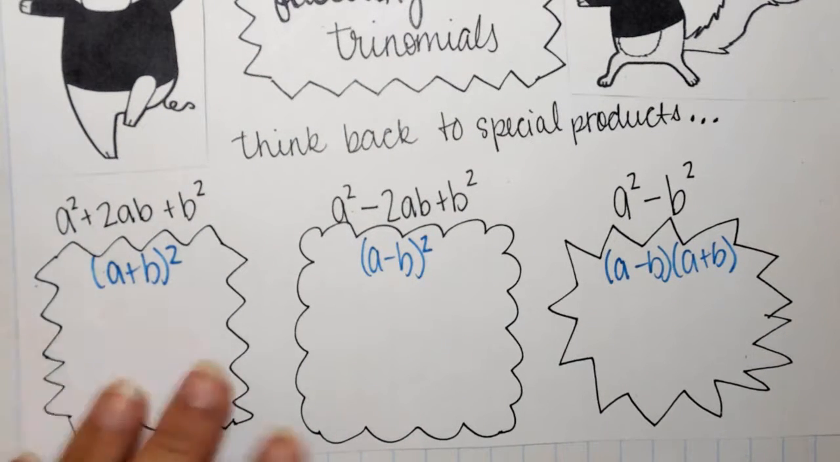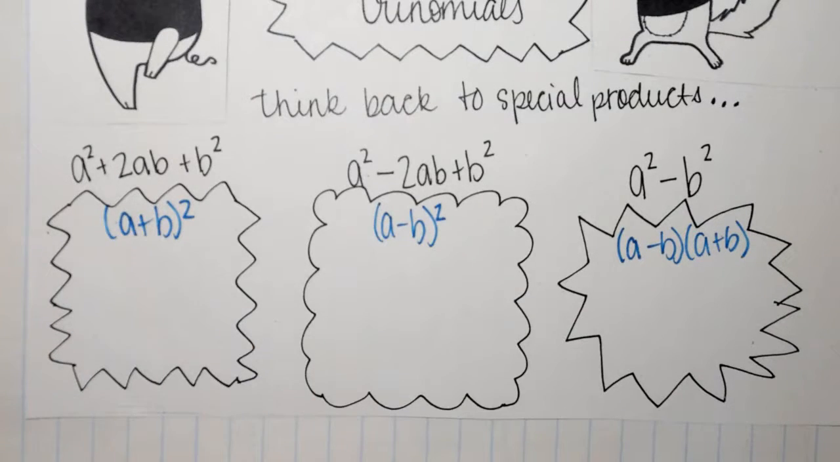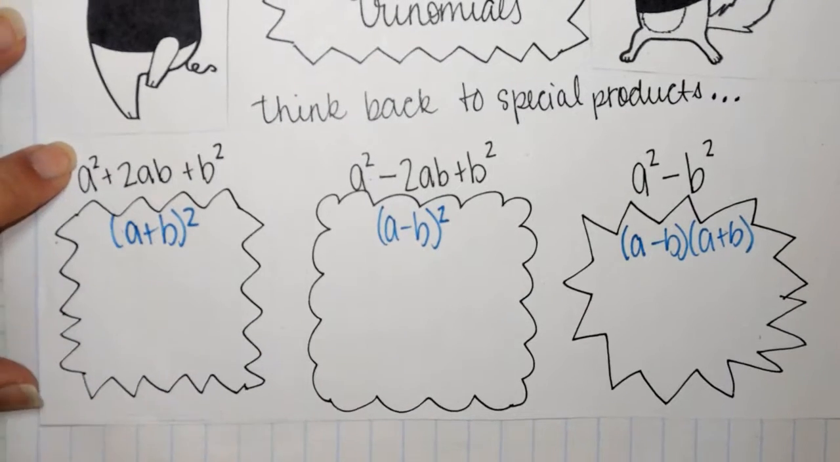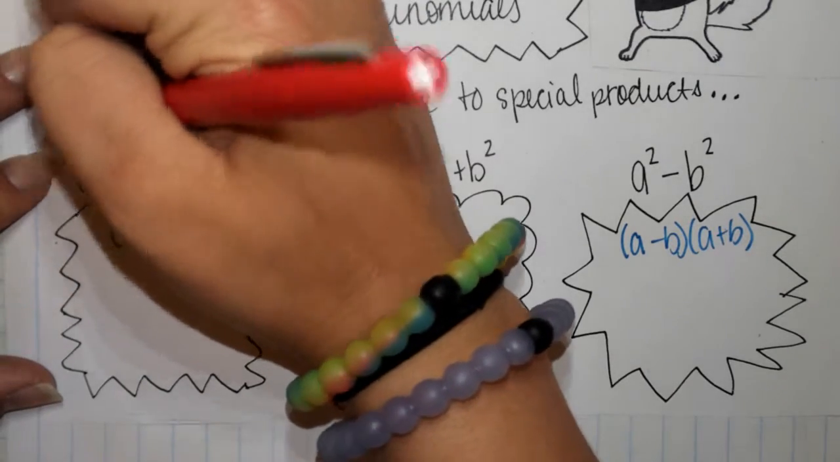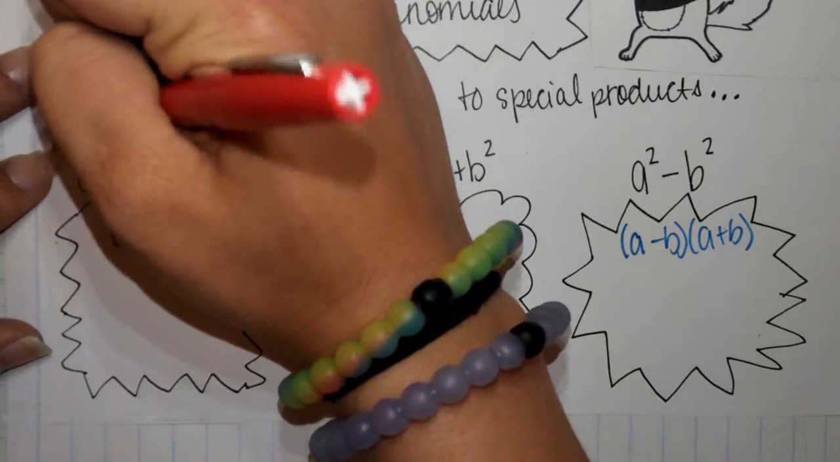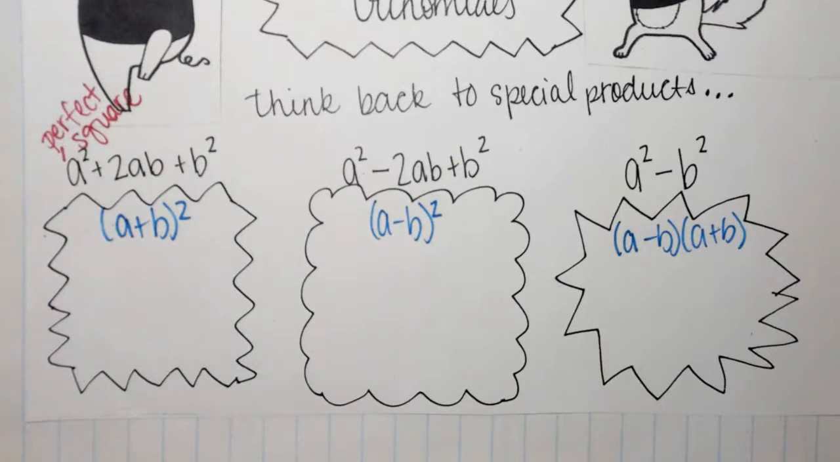Alright, so what makes these special is if this guy is a perfect square. And what are perfect squares? Do you guys remember? Just a variable and a square. A number squared is a perfect square.